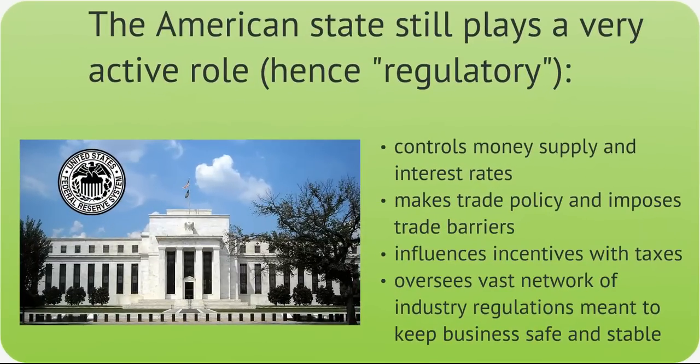Of course, the U.S. government still does a lot of things vis-a-vis the market. It sets interest rates and controls the money supply, imposes trade barriers, gives subsidies and tax breaks to some industry, and levies extra taxes on others to try and encourage or discourage certain behaviors, and it oversees a vast network of regulations to ensure that business in the U.S. is stable and safe. Most of these roles are what we would call the necessary and the beneficial roles of state interaction with the market.